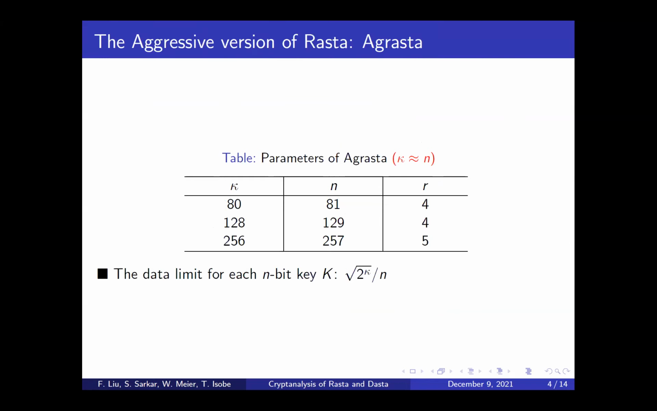In addition, the designers also proposed 3 aggressive versions of Rasta called Agrasta, where the key size is almost the same as the claimed security level, and the number of rounds is still small, from 4 rounds to 5 rounds. Before this work, there was no attack that could break any of these ciphers, including Rasta and Agrasta.